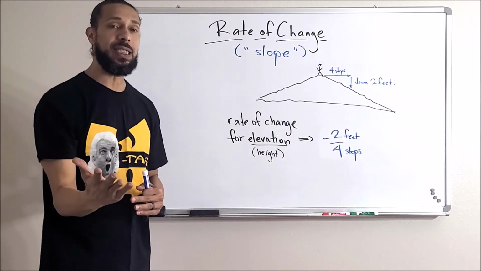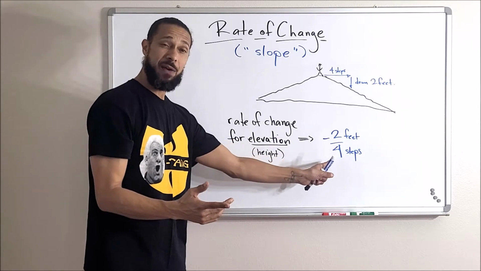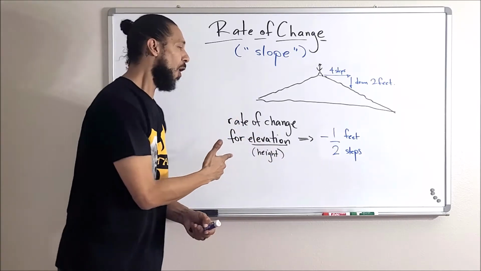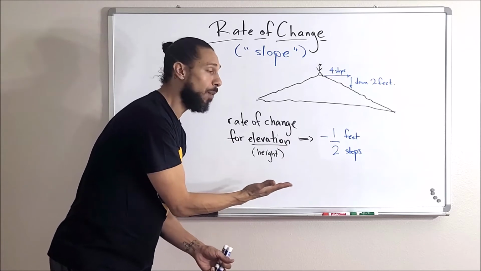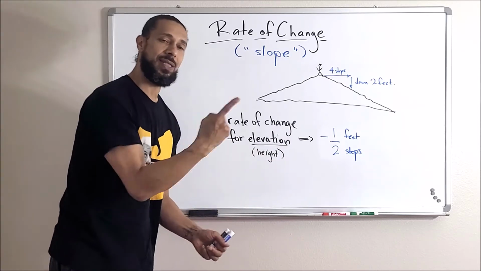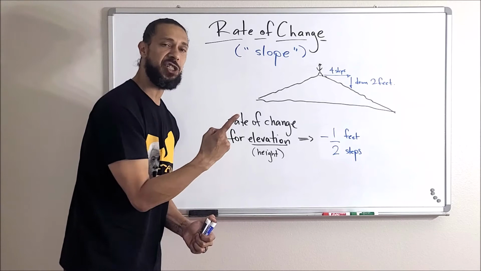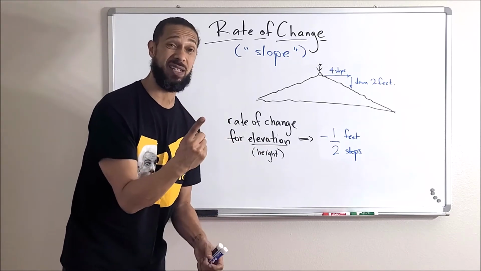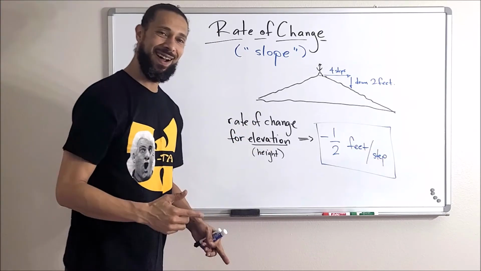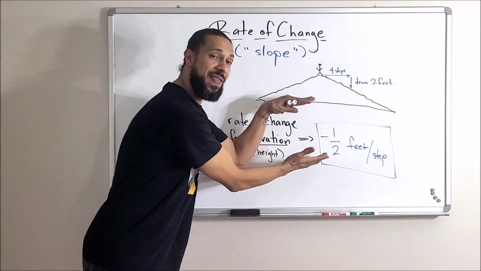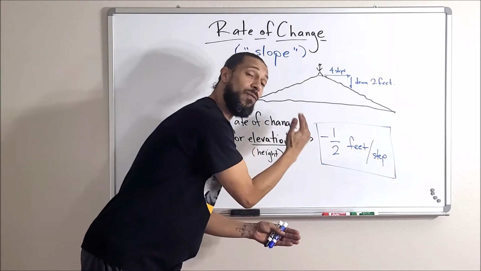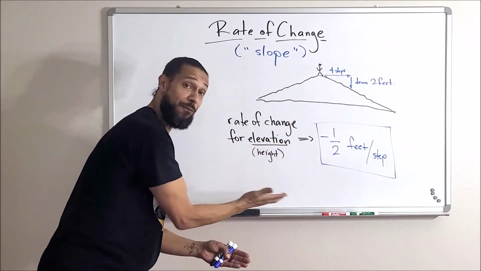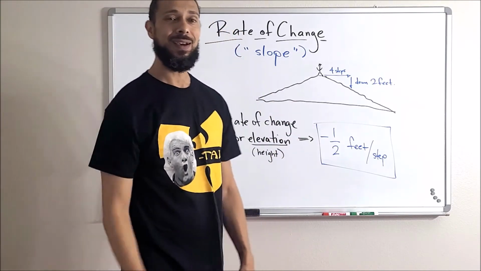So another way to look at that is, can I reduce that fraction? -1 foot for every 2 steps that I take. Well, what if I was talking about for every 1 step that I take? What will my elevation change be for every 1 step that I take? Exactly right. If I just consider that a fraction, then I would be changing my elevation by -1/2. I go down 1/2 foot every step I take.